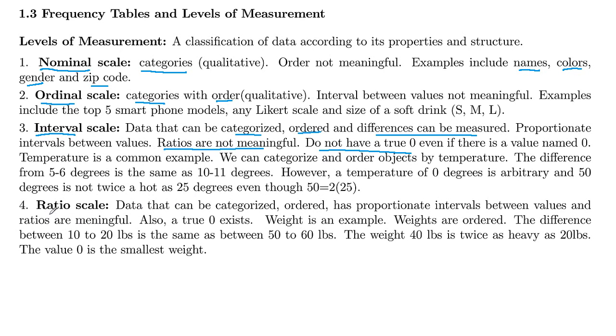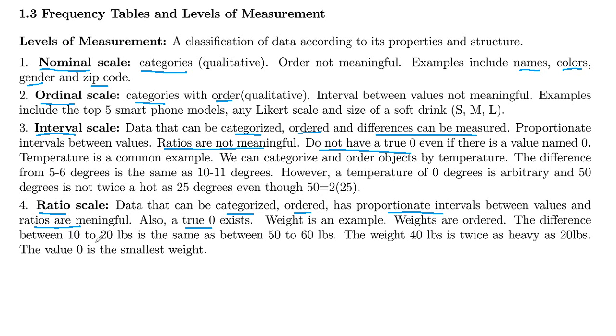The last level of measurement is what's called ratio scale. So this is data that can be categorized, can be ordered, has proportionate intervals, so differences make sense. It also has a true zero, and ratios are meaningful. So this is the highest level of measurement. Weight is an example here. So for example, weights are ordered. A higher value for weight, you can order people by that.